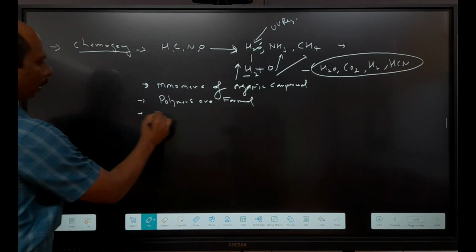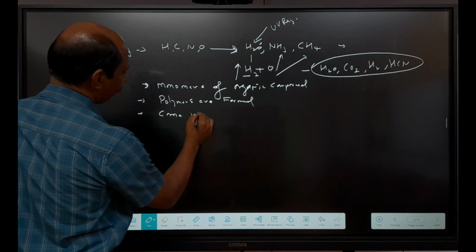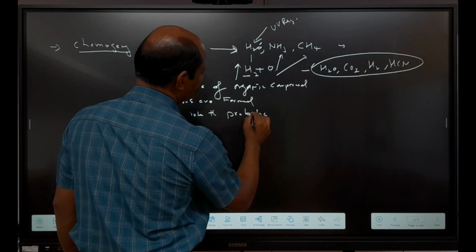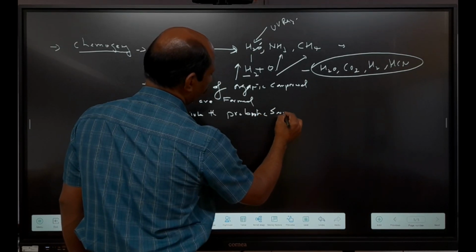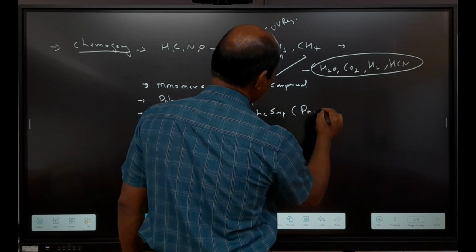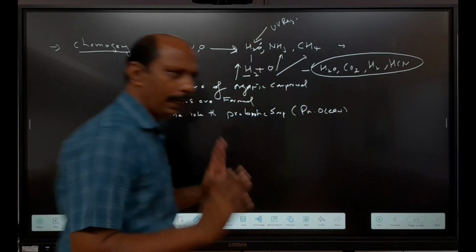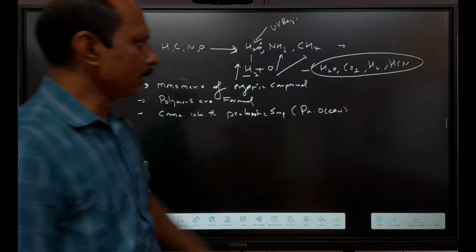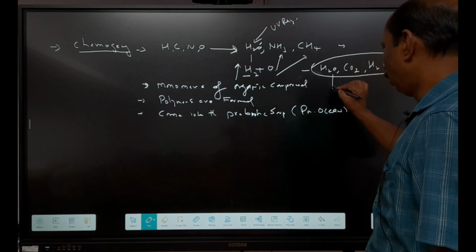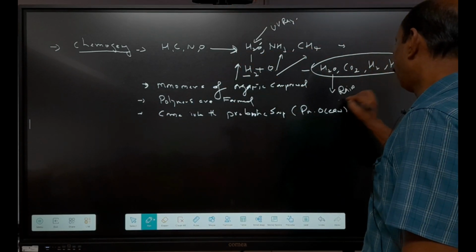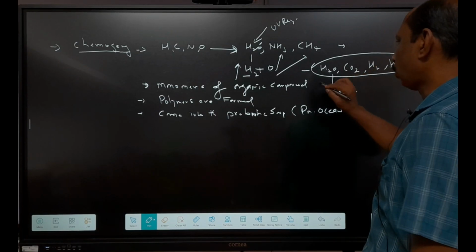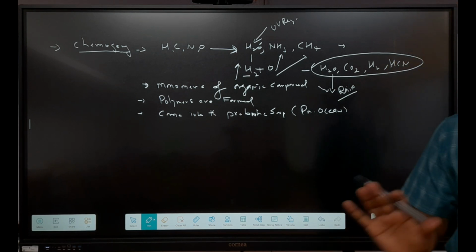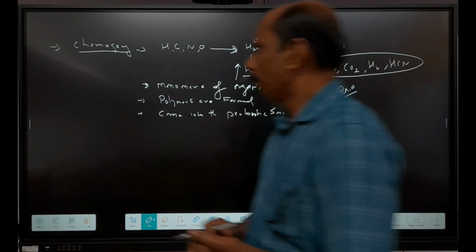And they come into the prebiotic soup. Prebiotic soup. BIO, right? Biotic soup means what? Ocean. Primitive ocean. That is chemogeny. When they convert into polymers, because of the pre-ocean, when the earth's temperature lowers down, rain comes with these carbon, these organic substances, and it fills the depressions of the earth and forms the ocean. That is chemogeny.